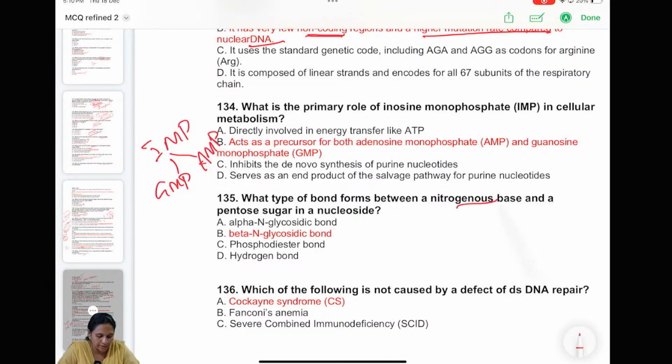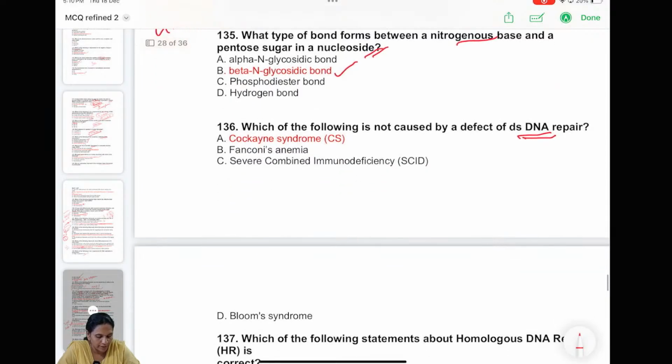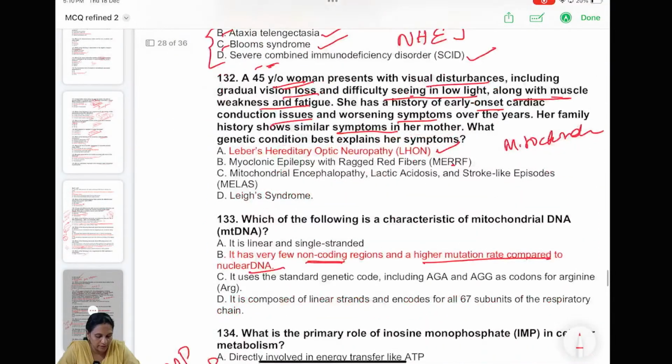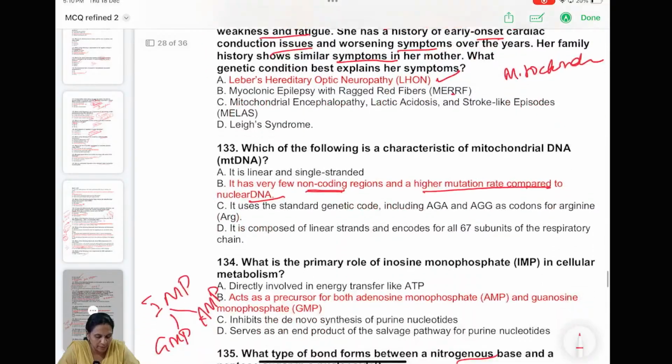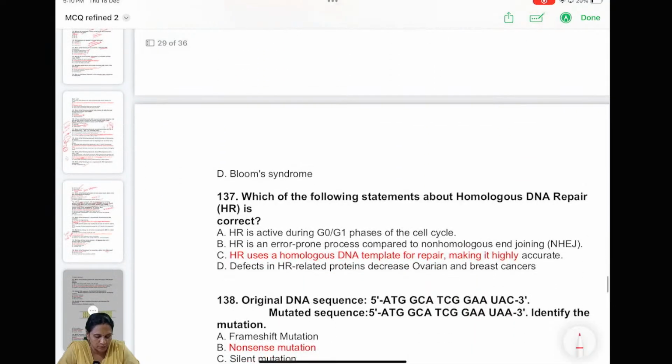What type of bond forms between nitrogenous base and pentose sugar in a nucleoside? Beta N-glycosidic bond. Compared to alpha and beta, the beta N-glycosidic bond is the bond which connects the nitrogenous base and pentose sugar in a nucleoside. Which of the following is not caused by double-stranded DNA repair defects? Fanconi's anemia. I told you, these are non-homologous end joining disorders: ataxia, Bloom's, severe combined immunodeficiency. The DNA repair defects are due to Fanconi's, severe combined and Bloom syndrome.